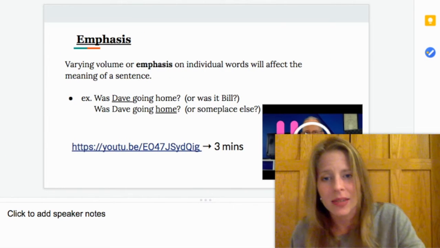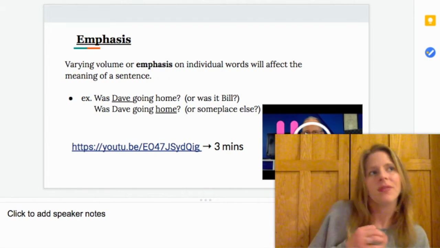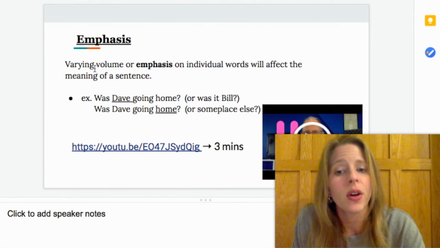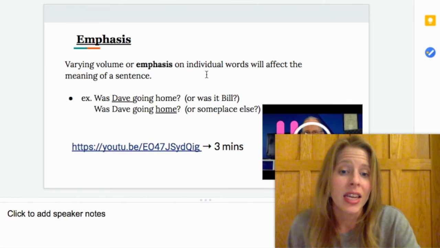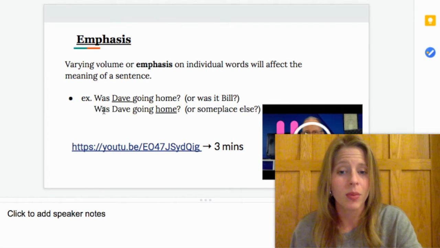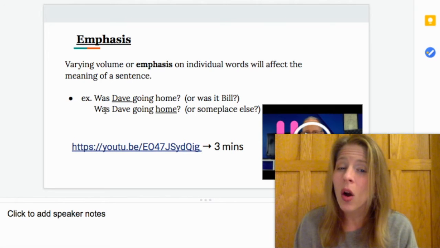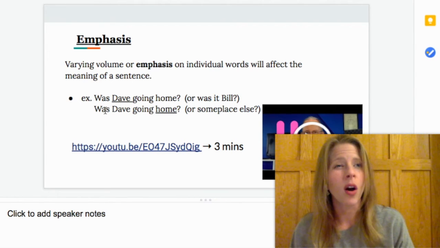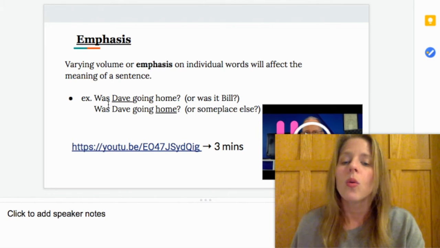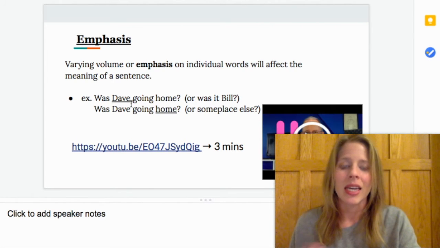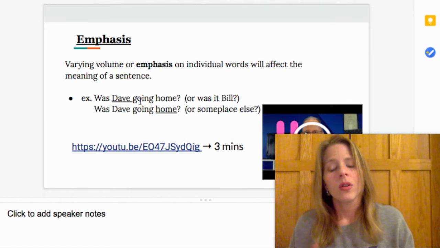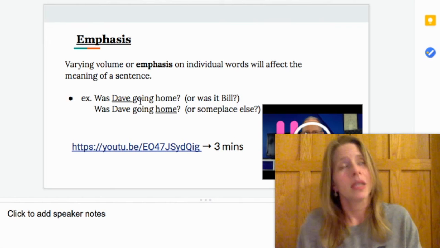Then we go to the next slide. Again, remember, we're learning about stuff and then we're applying it. Okay. Emphasis. So varying volume or emphasis on individual words will affect the meaning of a sentence. For example, was Dave going home? Was Dave going home? See how that changed the meaning, right? So when I emphasize Dave, okay, it sounded like, well, was it somebody else? Okay. Or was Dave going home or to someplace else?